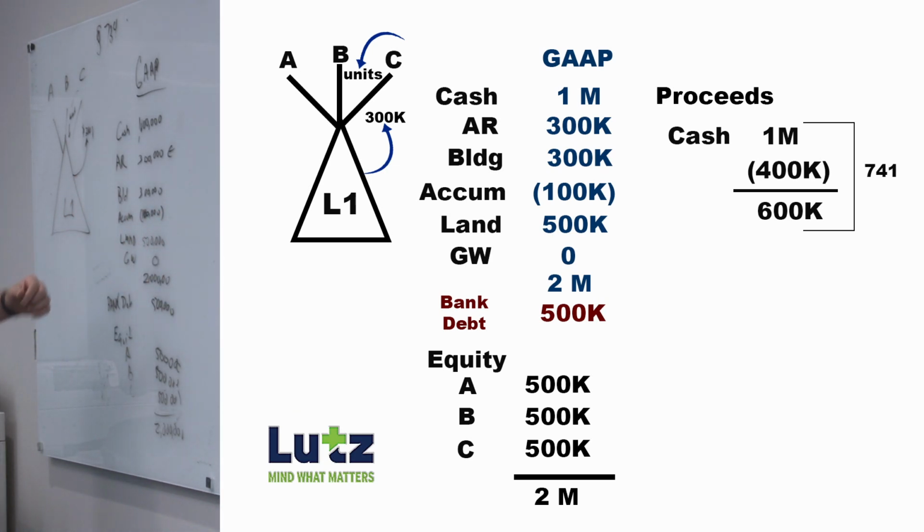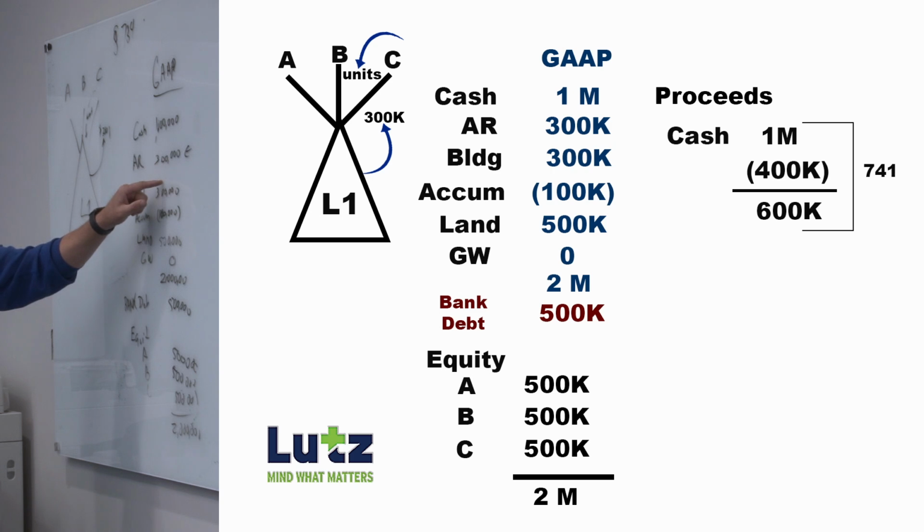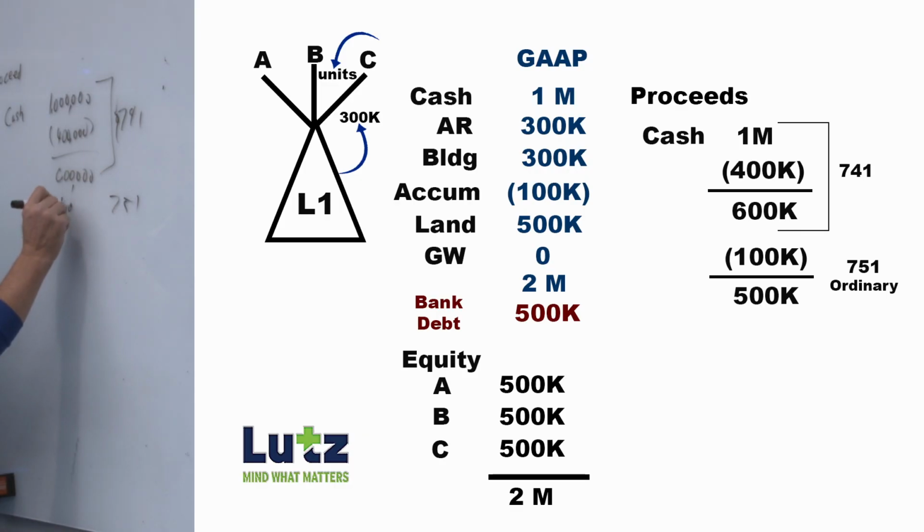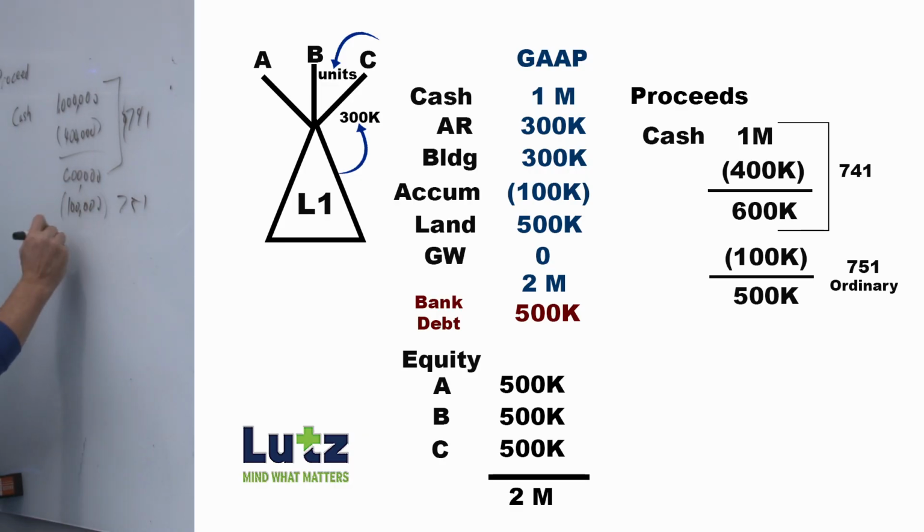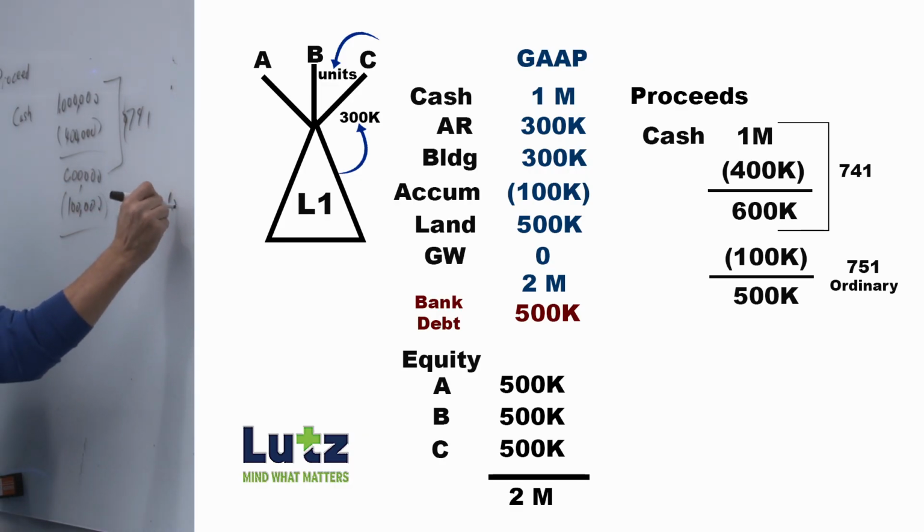So how much did C own of the partnership? A third. How much basis does the partnership have in the AR? Zero. How much AR does it have? 300. What's 1/3 of 300? 100. So 751 says $100,000 has to be recharacterized as ordinary.